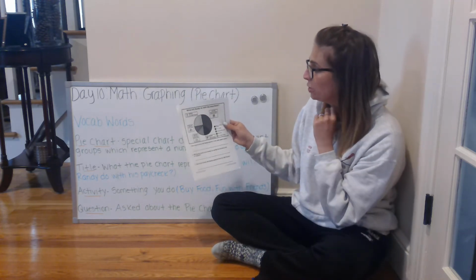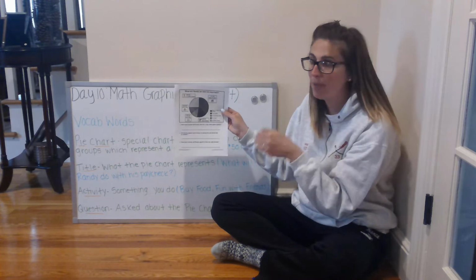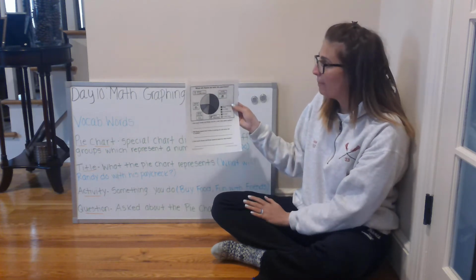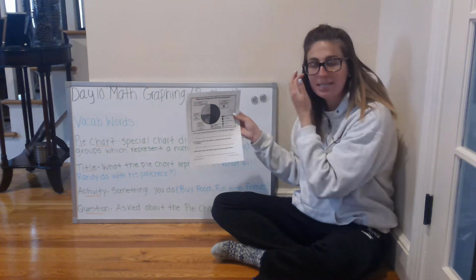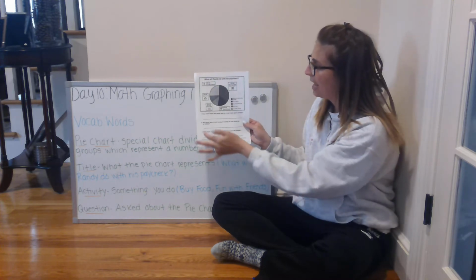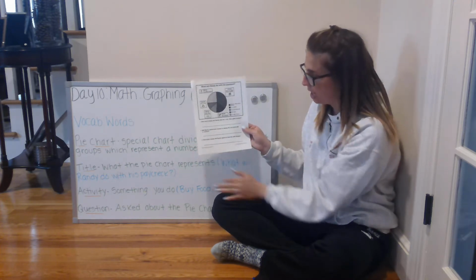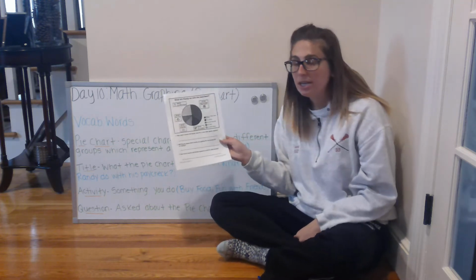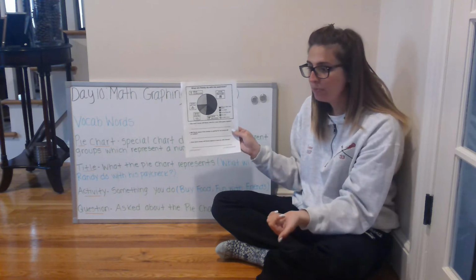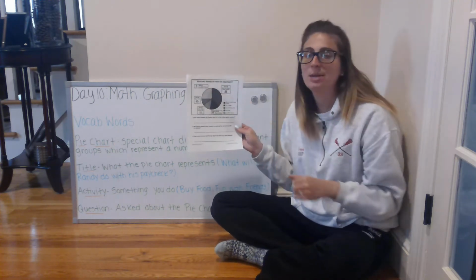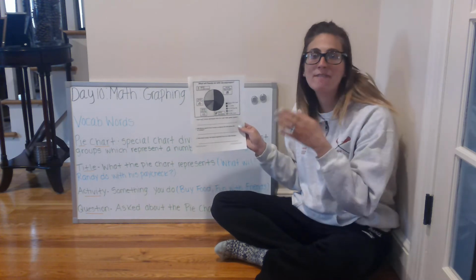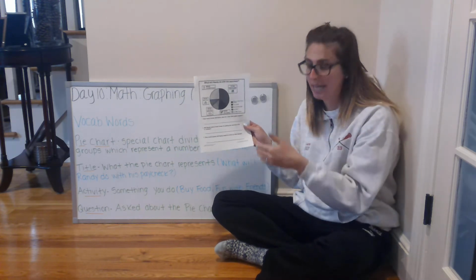So what I want you to do is find the pie chart math graph in your packet and get out a pencil as well. Remember, I'd like you to put your first and last name at the top of the paper, and make sure that you're on the side that has questions 1, 2, and 3 on it. If you need time to get out your worksheet and your pencil, as well as writing your first and last name at the top of your paper, you can pause the video here, and then when you have everything in front of you, you can press play again.